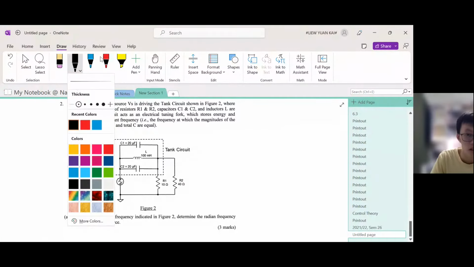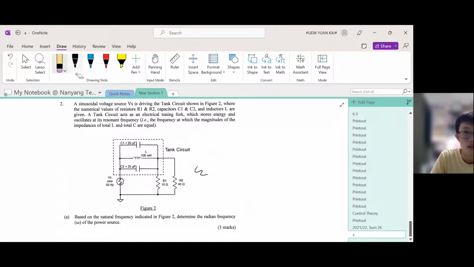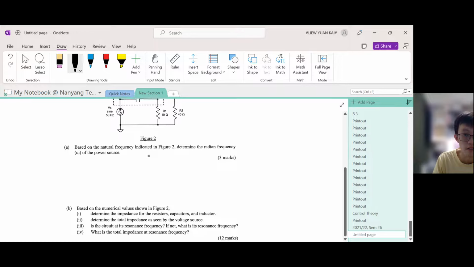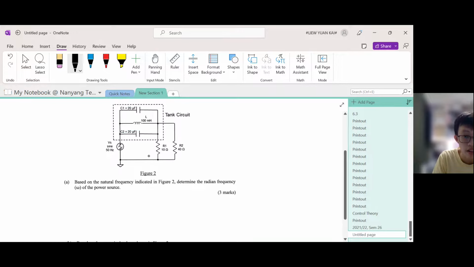Okay, so the next question I want to address is question 2. We have this circuit. Based on the natural frequency, calculate omega. So omega is given by 2 pi f, correct?